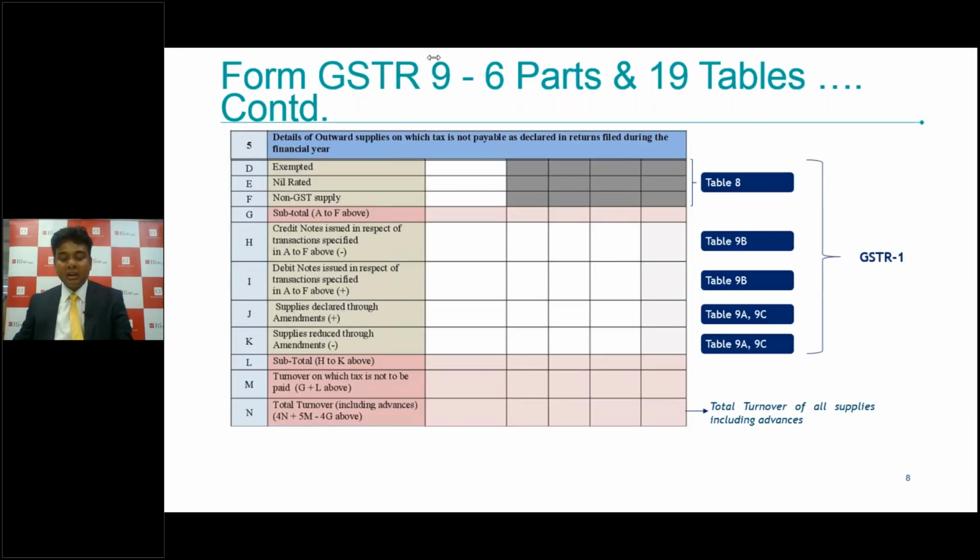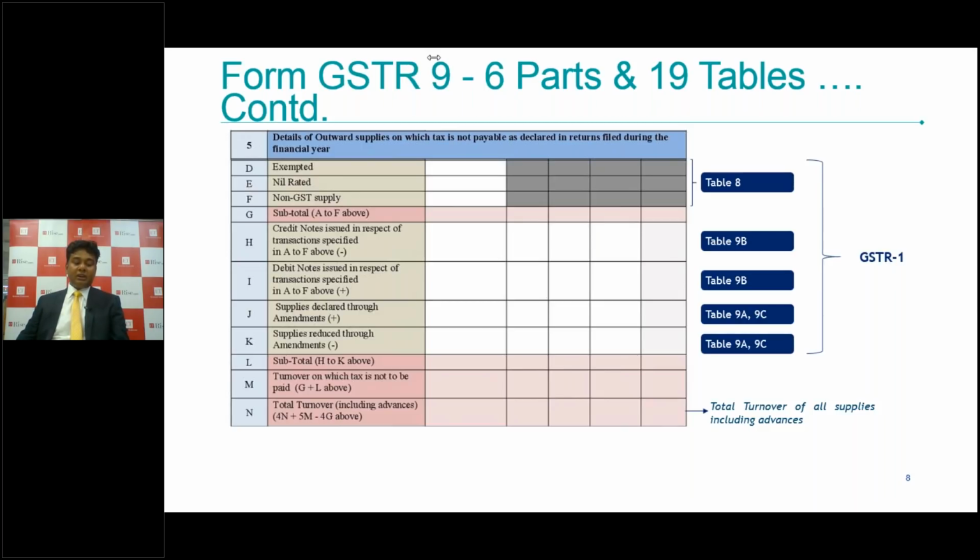If I am a restaurant owner, then I would report my sale of alcohol in non-GST supplies. If I'm an owner of a hotel, I would report sale of alcohol in non-GST supplies. I would report my sale of food from the restaurant at 5% GST, if it applies to me, into the exempted one. Rest everything would sit into table number 4, which is taxable.